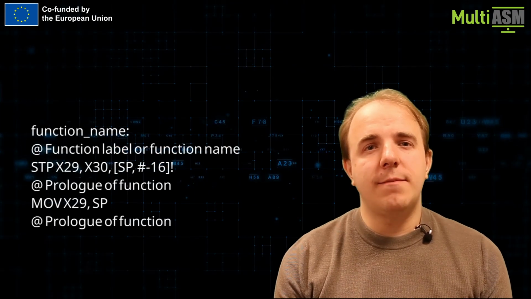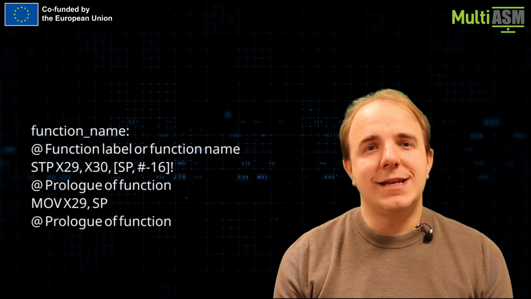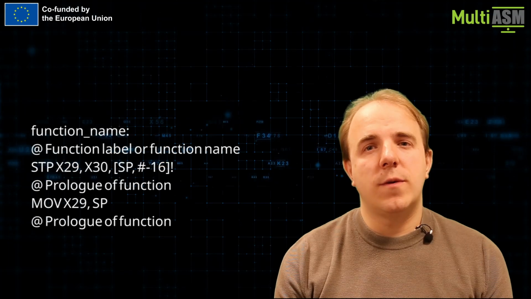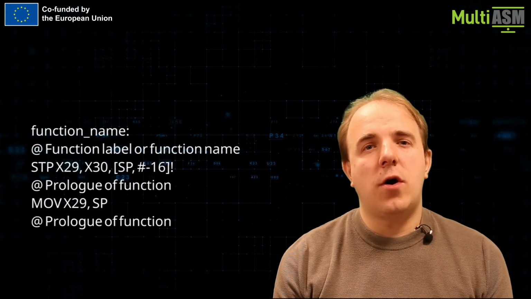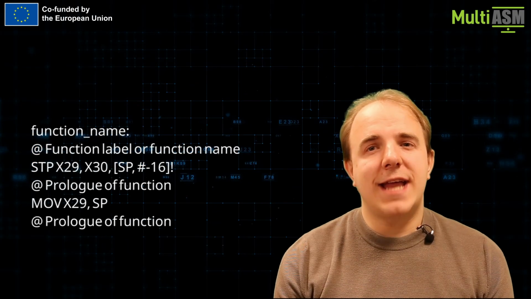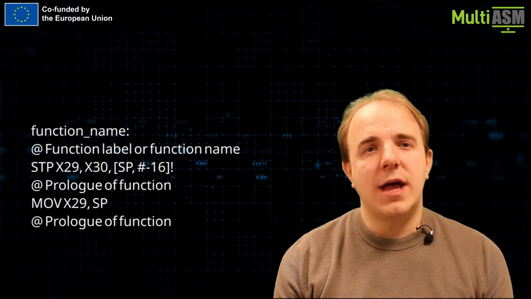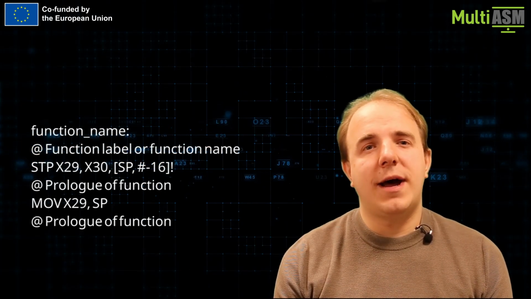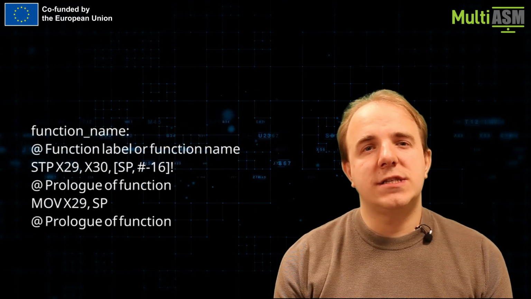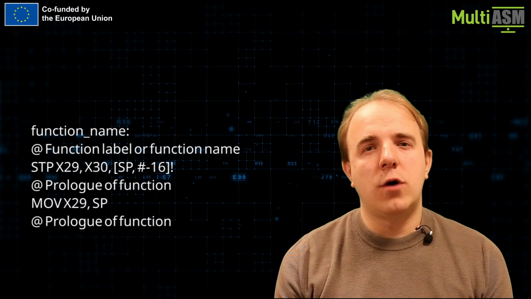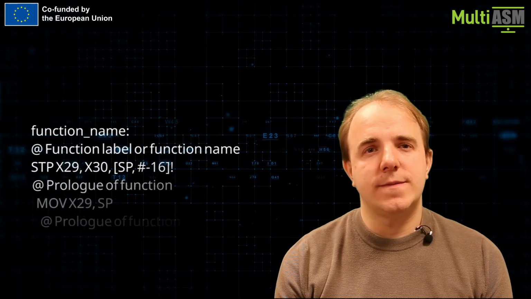Most functions begin by creating a stack frame. This is done in the function prologue, where the current frame pointer and the link register are pushed onto the stack. The stack grows downward in memory and must always remain 16-byte aligned. Saving these values ensures the function can safely call other functions without losing its return address.